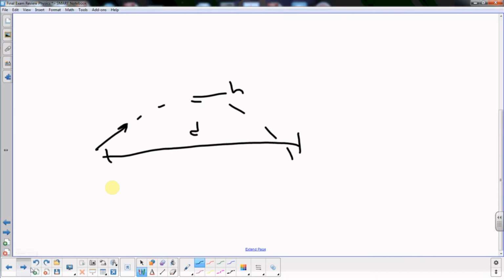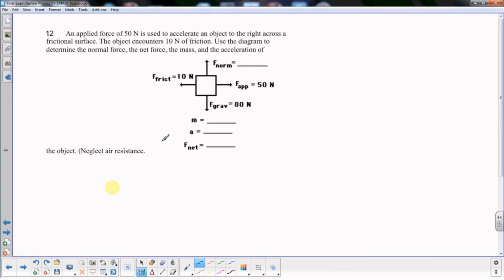Now we move on to force. These are more a Sudoku issue. All right, so an applied force of 50 newtons is used to accelerate an object to the right across a surface that has friction. The object encounters 10 newtons of that friction. Use this diagram to determine the normal force, net force, mass, and acceleration. First and foremost, I know if gravity is pulling it down with 80 newtons and it's on a surface, I hope it's not falling through the surface. The surface is exercising a normal force of also 80 newtons.